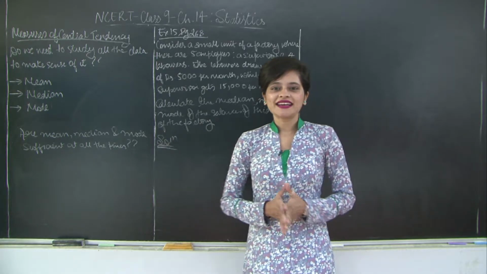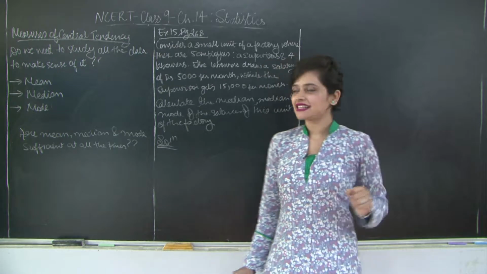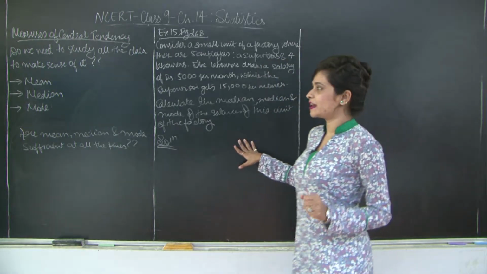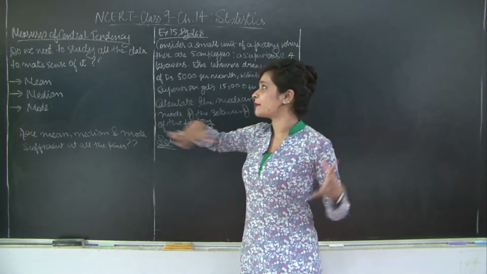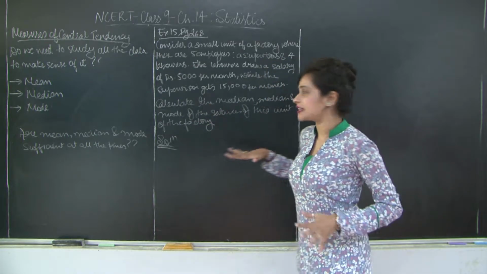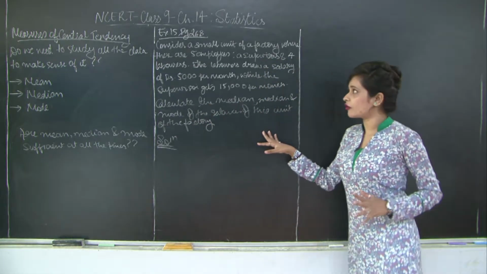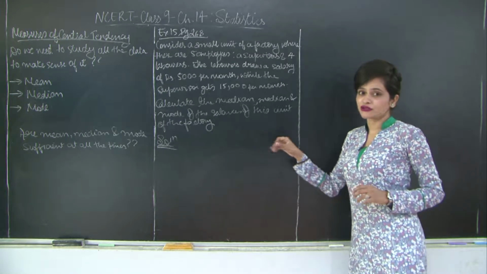Hello students, welcome back. Let us continue with chapter 14, statistics. We'll take a look at an example which is based on mean, median and mode, that is the representatives of the measures of central tendency. This is example number 15 on page 268 of your textbooks.